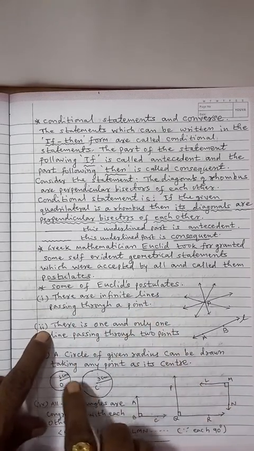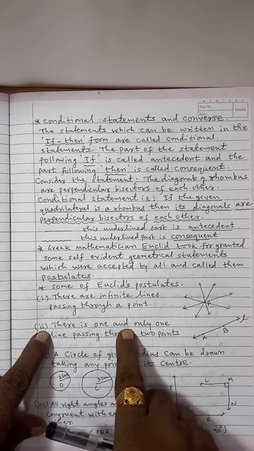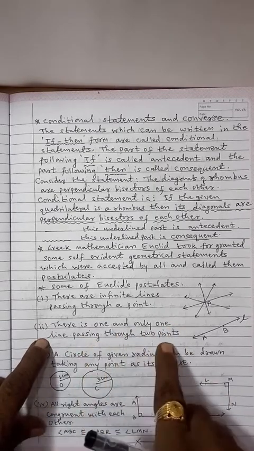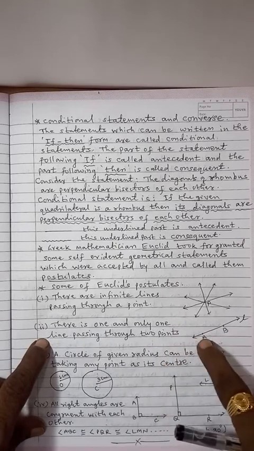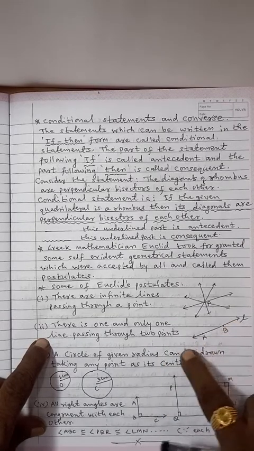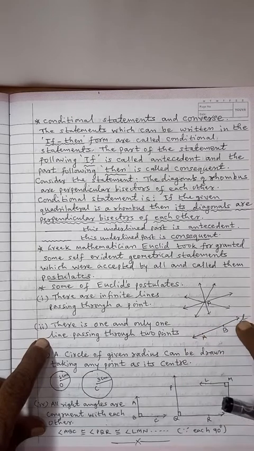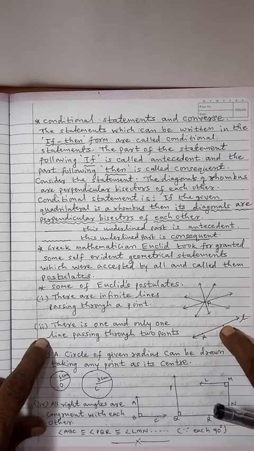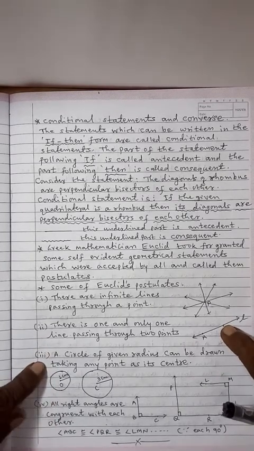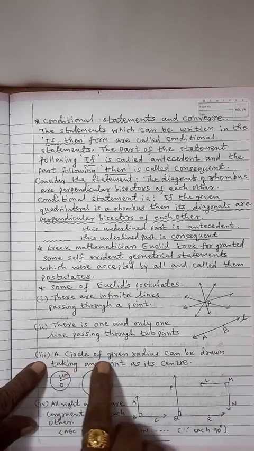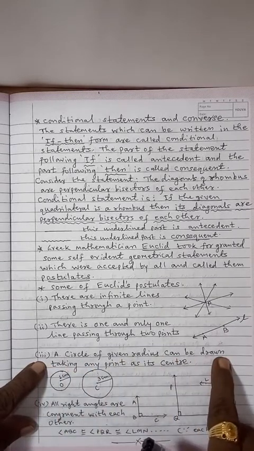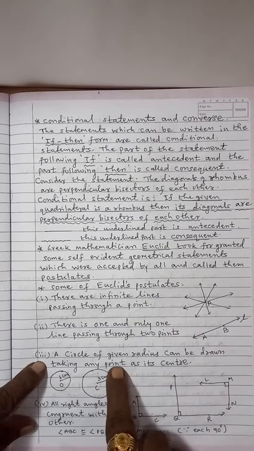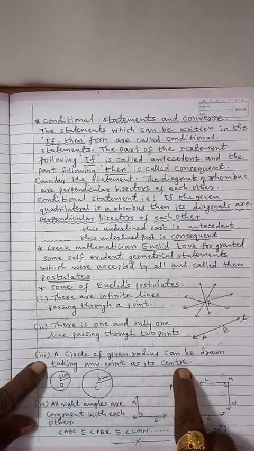Now postulate number 2. There is one and only one line passing through 2 points. A and B are the 2 points. So there is one and only one line, that is line L, passing through the points A and B. This we consider as a true result, and for that proof is not required. Then postulate number 3. A circle of given radius can be drawn taking any point as its center.